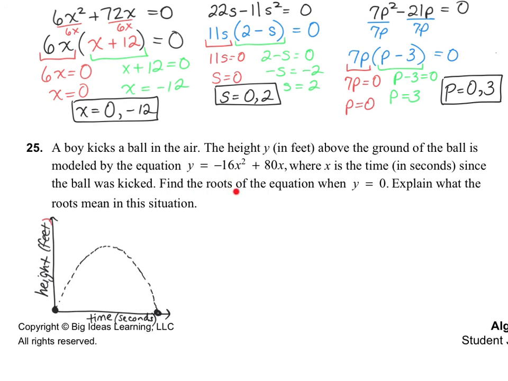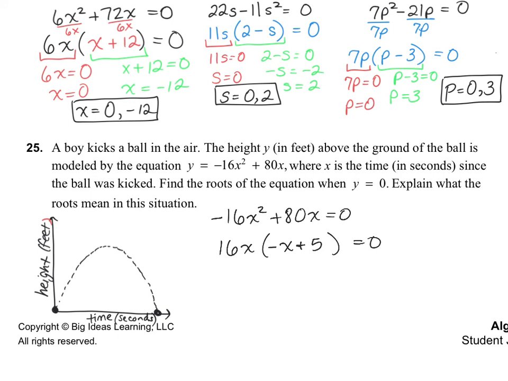Find the roots of the equation. So that means where is it going to be y equals 0? So it's going to be at the bottom. And what do those roots mean? So we're trying to find out the roots. So we're going to take our equation and set it equal to 0. Negative 16x squared plus 80x is equal to 0. And we're going to solve for that. So I'm going to take out 16x, and we're going to have negative x plus 5, and that is equal to 0.